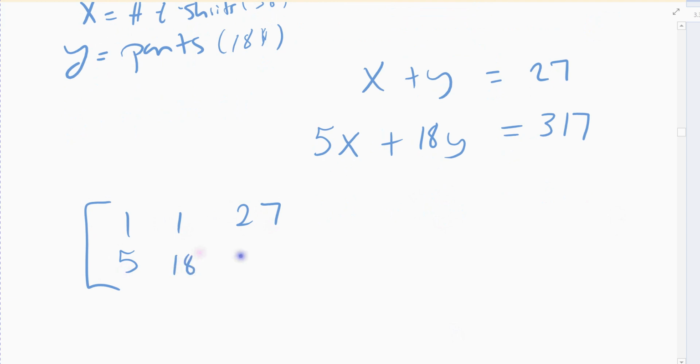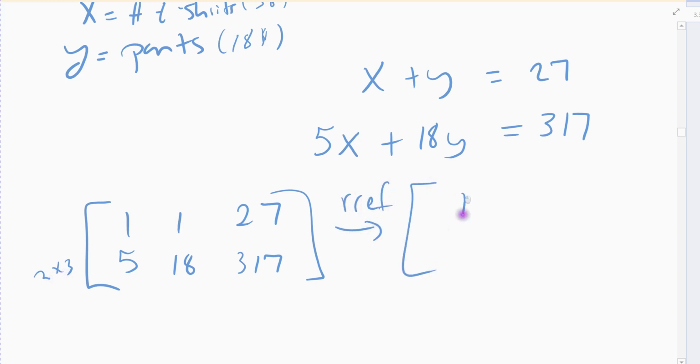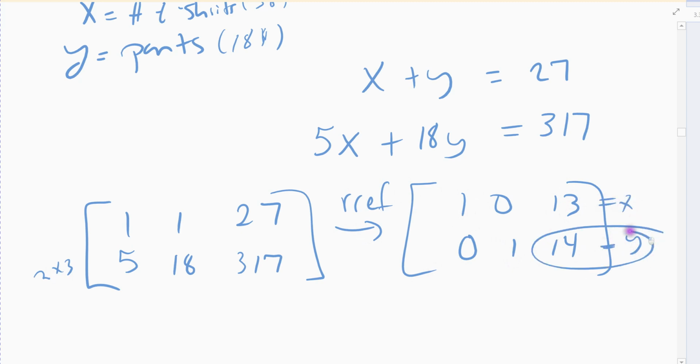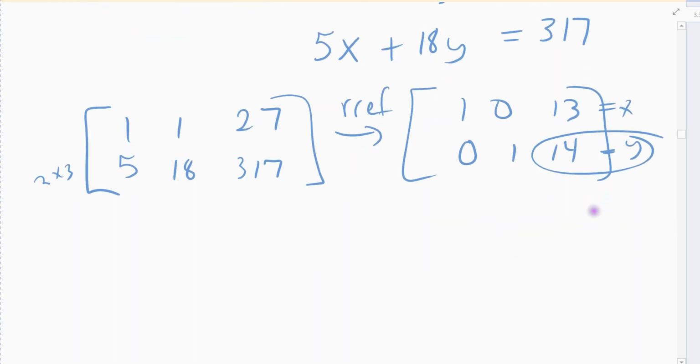So this is a smaller set. There's only two equations, two unknowns, so this is a 2x3. Still do your row reduced echelon form. It should give you the one solution case, and it does. It comes out 13 for my X, 14 for my Y. I know there were 13 t-shirts and 14 pants, but again, make sure you're careful.